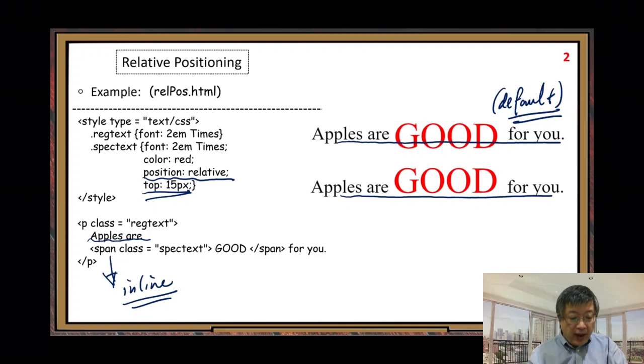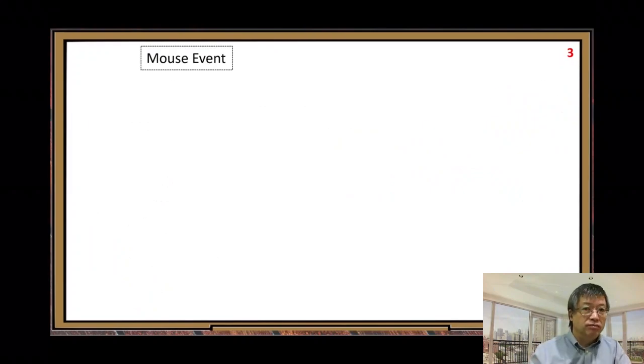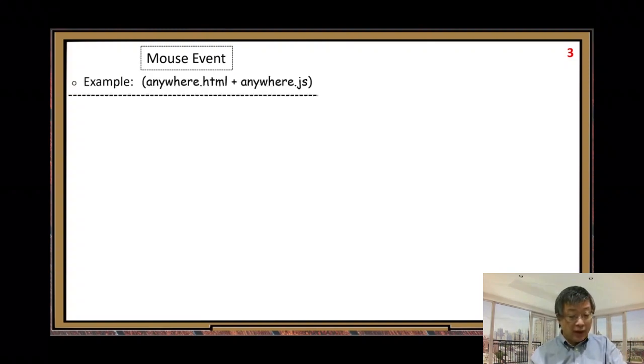Next, the JavaScript event topic. Here we just use the mouse event to try to understand the event concept. The example has two files. First, anywhere.html, then an external JavaScript file, anywhere.js. They are connected using the script element inside the HTML file. You can double click this anywhere.html.